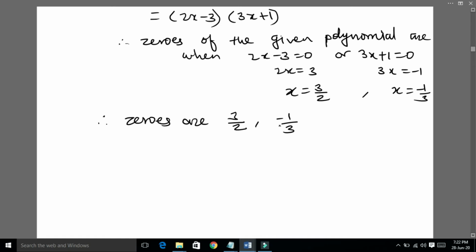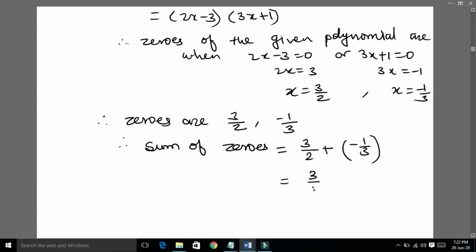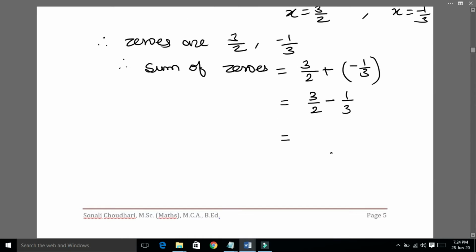Now we go for verification. Therefore the sum of zeros is equal to the actual sum we find here. So 3 by 2 plus minus 1 by 3, that is equal to 3 by 2, now this plus minus becomes minus. Now we take the LCM, so 3 twos are 6. Now cross multiply the terms, so 3 threes are 9 minus 2 ones is 2. 9 minus 2 is 7 upon 6.